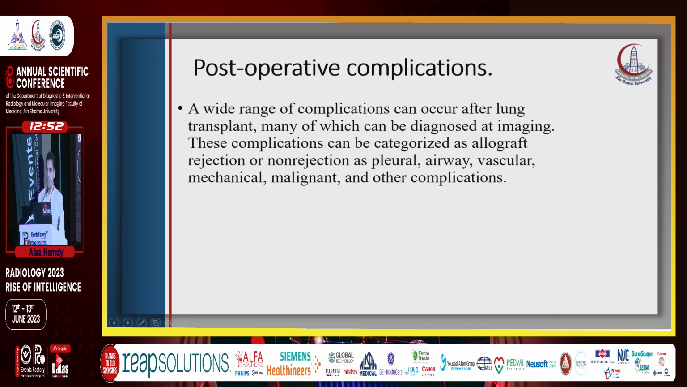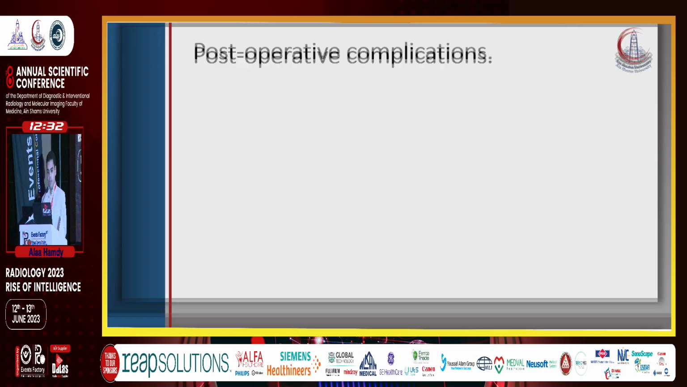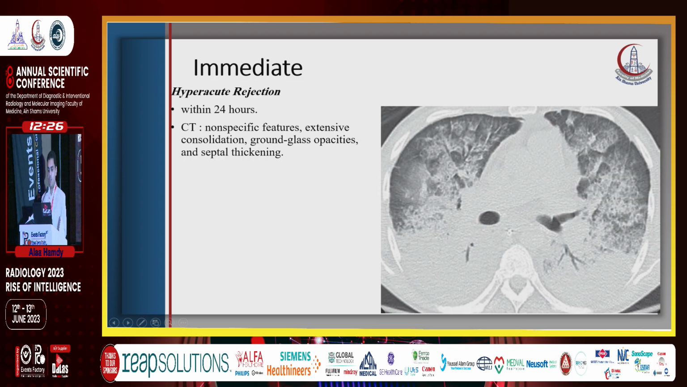A wide range of complications can occur after lung transplantation, many of which can be diagnosed at imaging. These complications can be categorized as either allograft rejection or non-rejection. Complications can also be organized on the basis of their temporal relationship with the transplant surgery: immediate, early, intermediate, and late. Immediate: hyperacute rejection, which occurs within 24 hours. CT features are non-specific: extensive consolidation, ground glass opacities, and septal thickening.